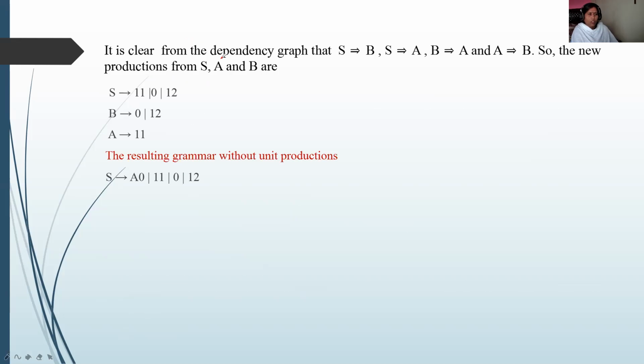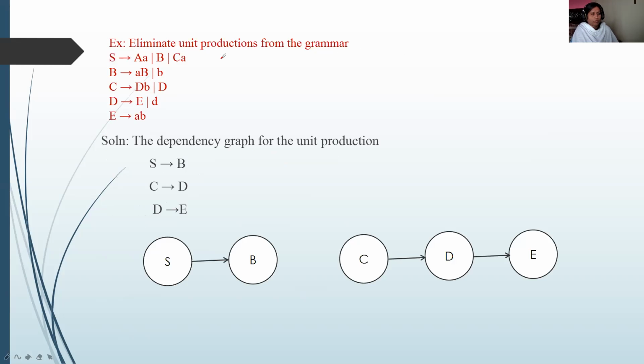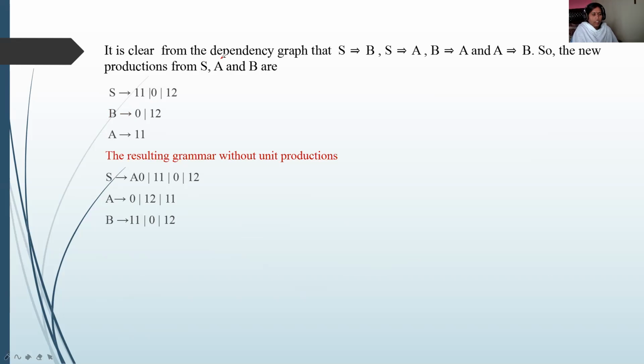The resulting grammar is S produces A0 as it is. Just now I said B is producing 0, 1, 2, and A is producing 11. So 11, 0, 1, 2. A produces 0, 1, 2, 11. Even B also produces 0, 1, 11, because A is producing B, B is producing A. S is producing B. Here it is.